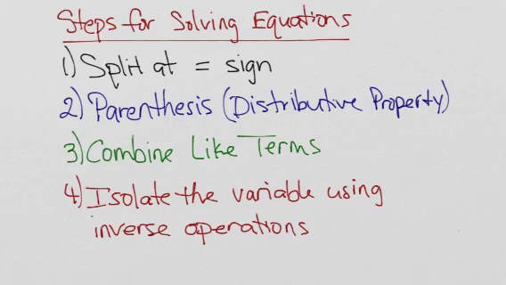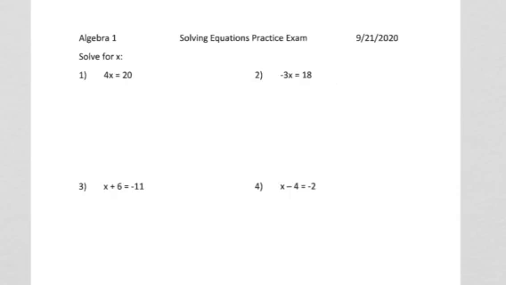Step 4, that's where we get that X all by itself by getting rid of the numbers on the same side, and we say that we're going to isolate the variable, and we use inverse operations. That means the opposite of add is subtract, the opposite of subtract is add, the opposite of multiply is divide, and the opposite of divide is multiply. So let's take a look at some of the problems that are going to look like on your test tomorrow.